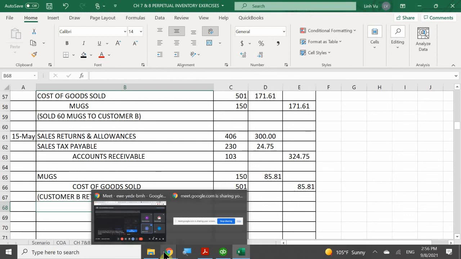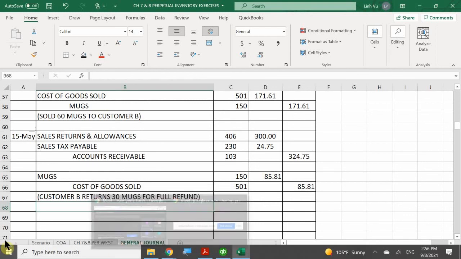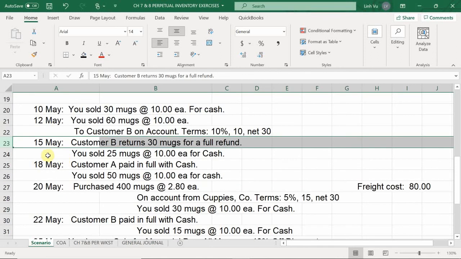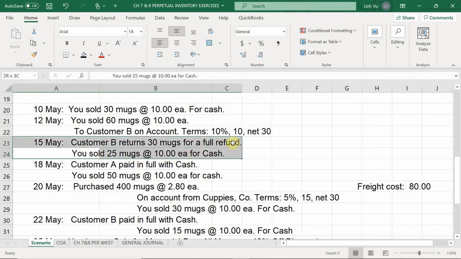Let's see. I think we have time for one more and then we'll go on a break. So let's see what happened next. Same day, May 15, you end up selling an additional 25 mugs for $10 each for cash. Okay.